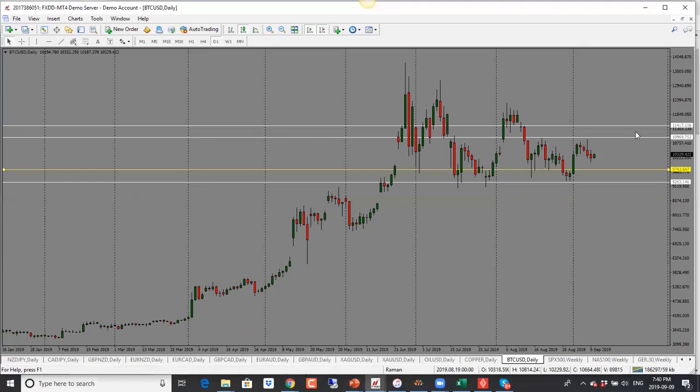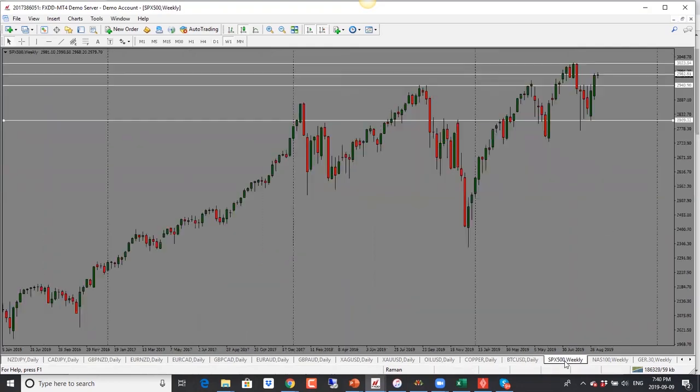It's just trading in this range for the last couple of weeks, or actually the entire month of August has just traded in this range. But I think we could see a bit more of a drop here as well. So neutral to slightly bearish bias for Bitcoin.